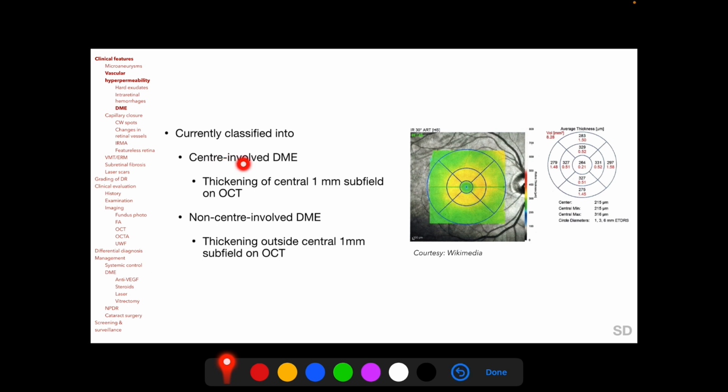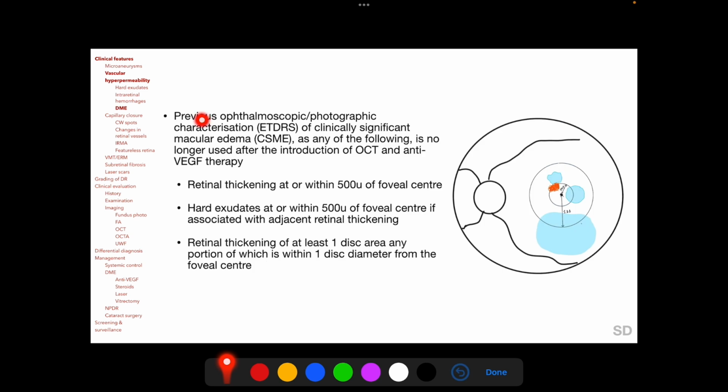So centered involved diabetic macular edema refers to thickening of the central 1 mm subfield on OCT, and non-centered involved DME refers to thickening of the retina outside the central 1 mm subfield on OCT. Previous characterization of macular edema by ETDRS as clinically significant macular edema, or CSME, based on ophthalmoscopy and/or fundus photography is defined as presence of any one of the following 3 factors.